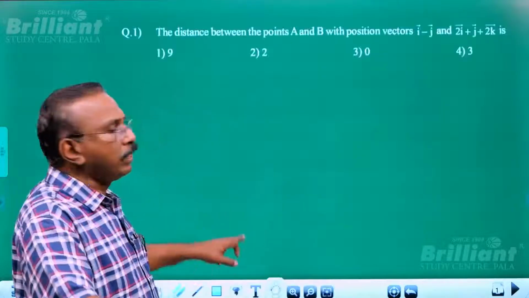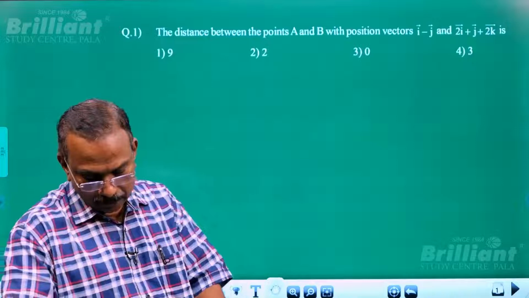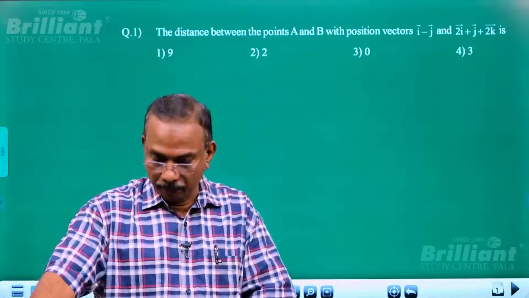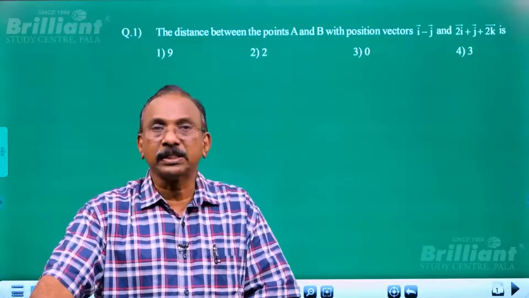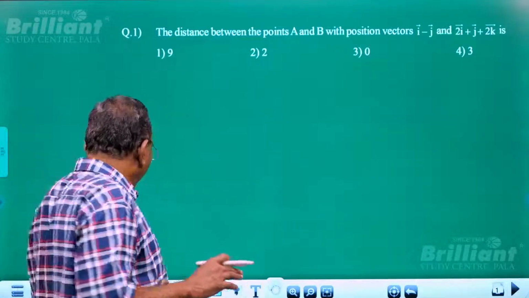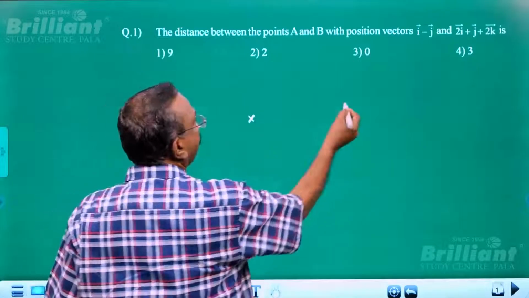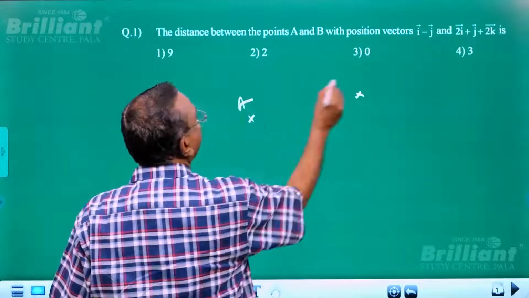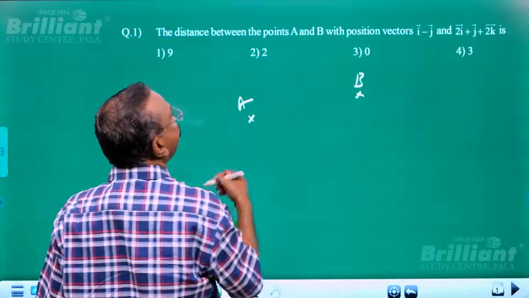Okay. So we can start our first problem initially. Actually, a very simple problem is there. The distance between the points A and B with the position vectors i minus j plus 2i plus j plus 2k. Here, the way is this. There are two different points, A and B, whose position vectors are there.